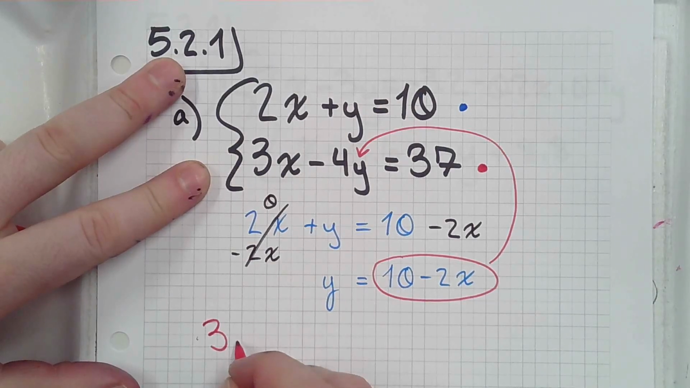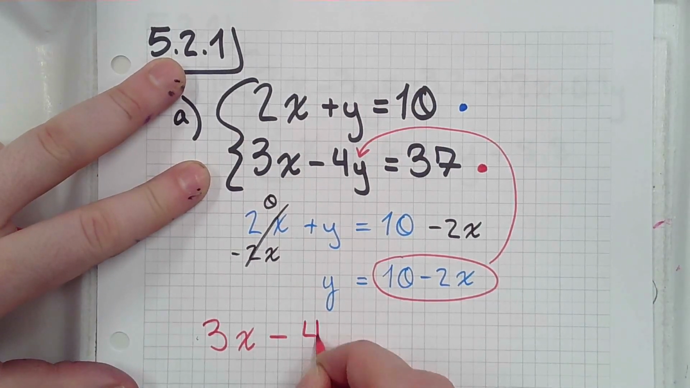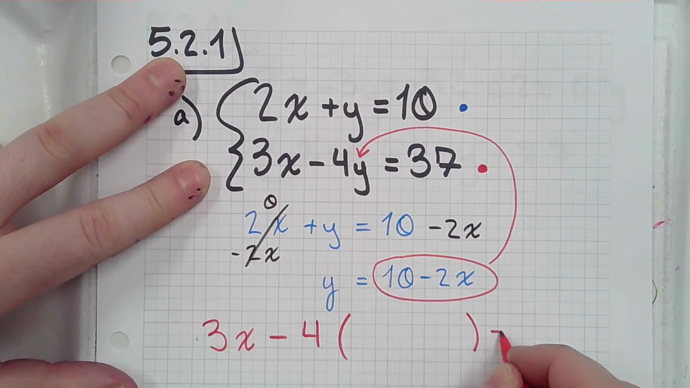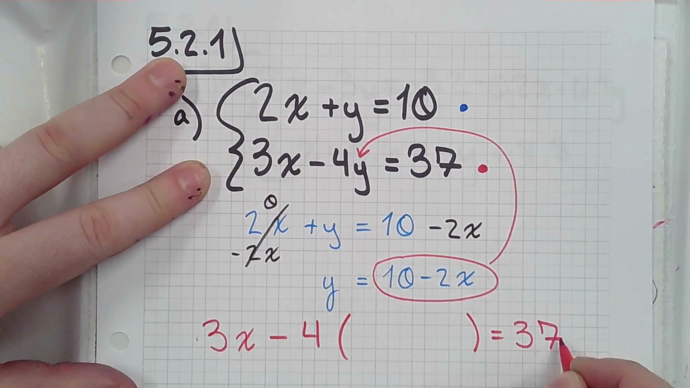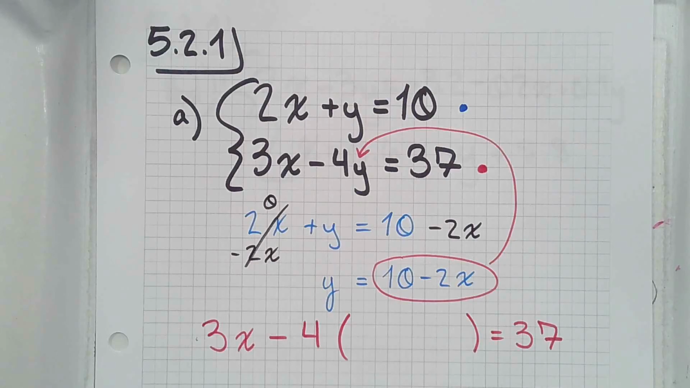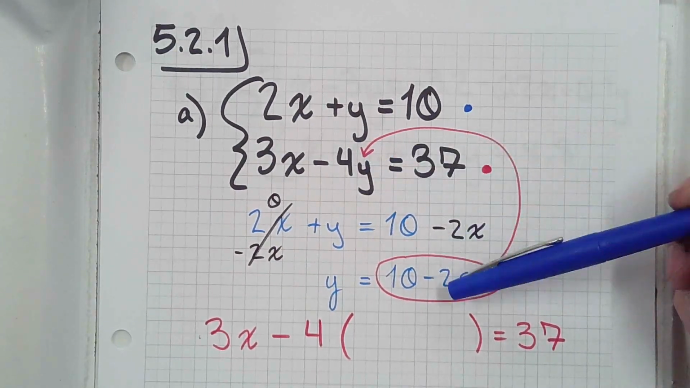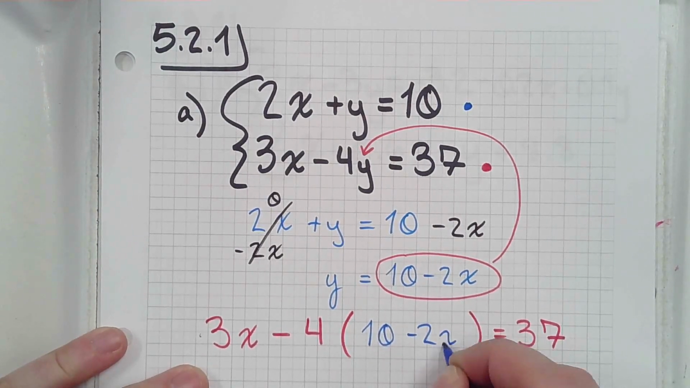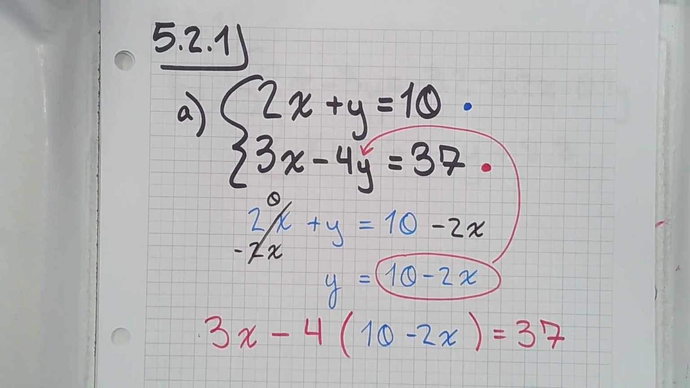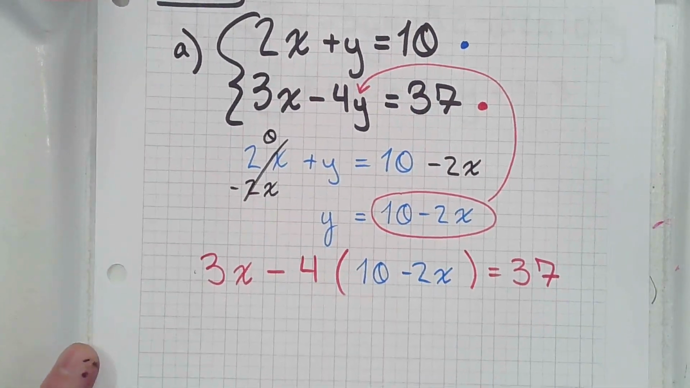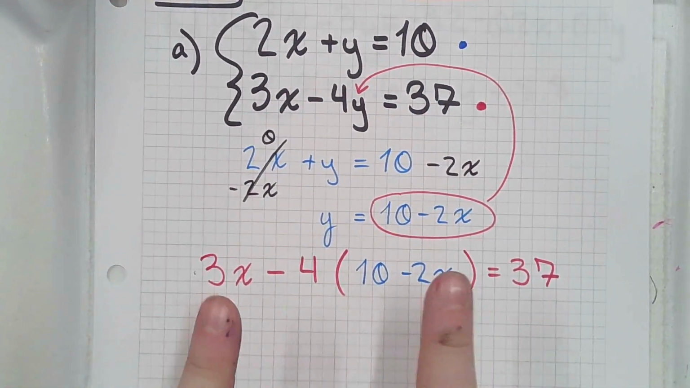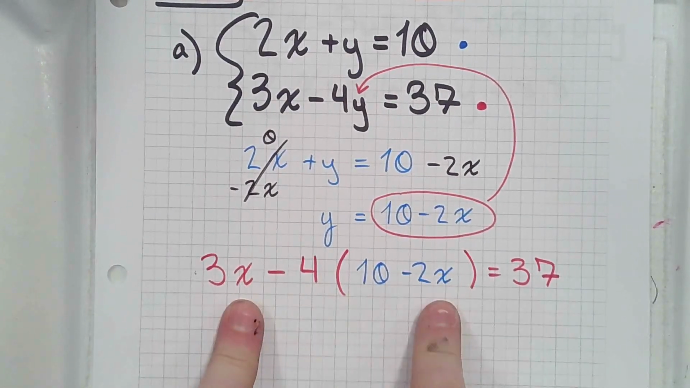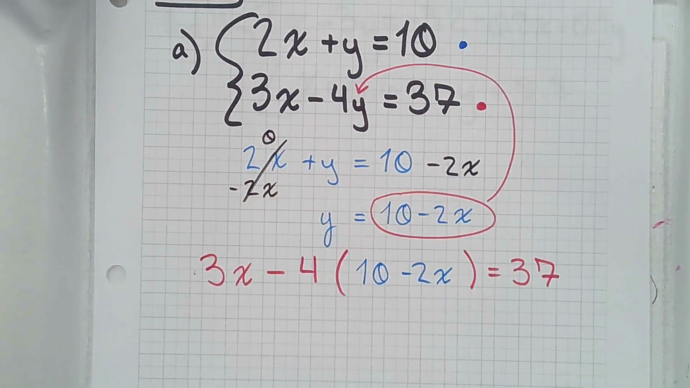So we have 3x minus 4, and instead of y, I'm going to plug that stuff in, like I said. So what am I plugging in? Well, instead of y, I'm going to have 10 minus 2x. And whenever you plug something in, always wrap it in parentheses. And so now you'll notice that we have kind of a long equation, but it's only one variable. We don't have two variables anymore. We just have x's. We don't have x's and y's.